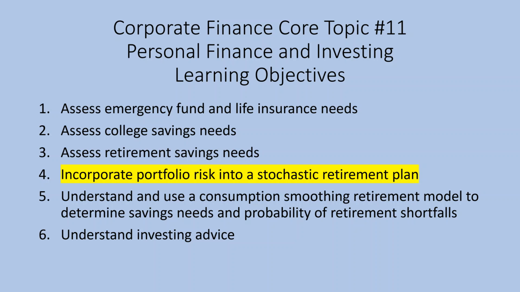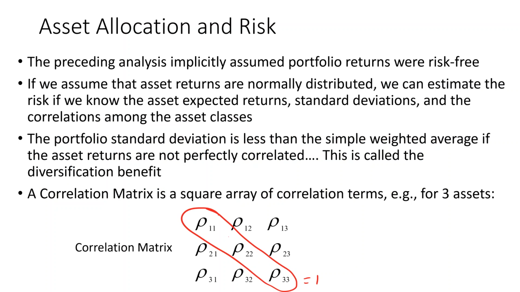Corporate Finance Core, Topic 11, Personal Finance and Investing, Learning Objective number 4. We're going to learn how to incorporate portfolio risk into a stochastic retirement planning model. And what I mean by stochastic is probabilistic, meaning that more than one outcome could happen, and trying to run a simulation to figure out the probability of having enough money.